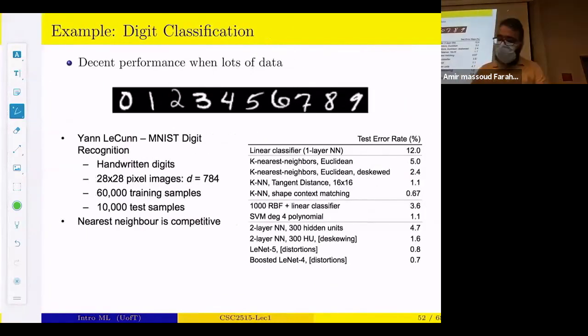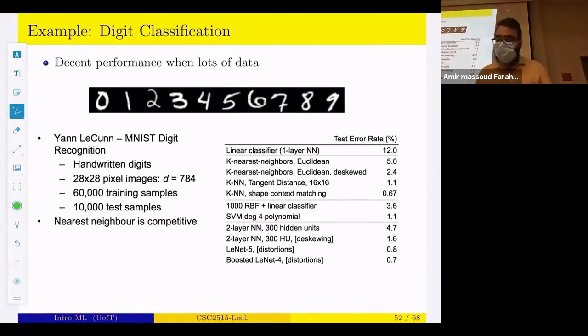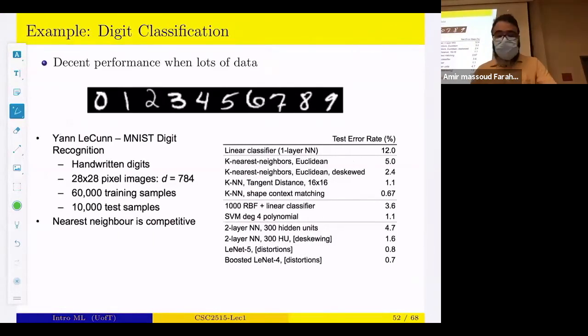Okay, so these are some examples of how it performs. What I want to mention here without going into detail is that we have this data set called MNIST, which is a digits data set, which essentially looks like this. The digits from 0 to 9. They are 28 by 28 pixels, so it's 784 dimensional objects. They are grayscale, no color.